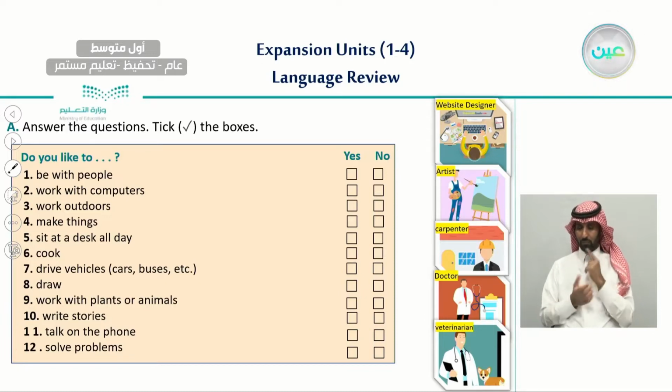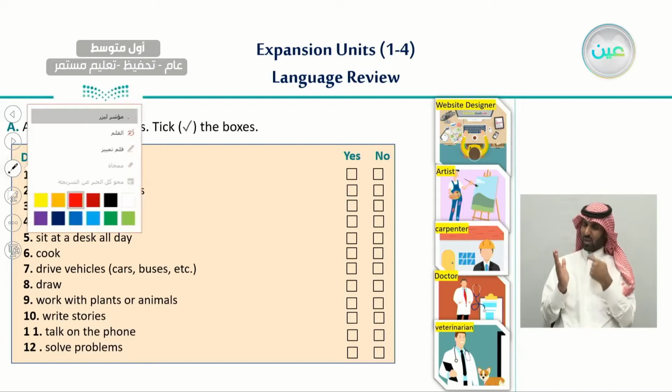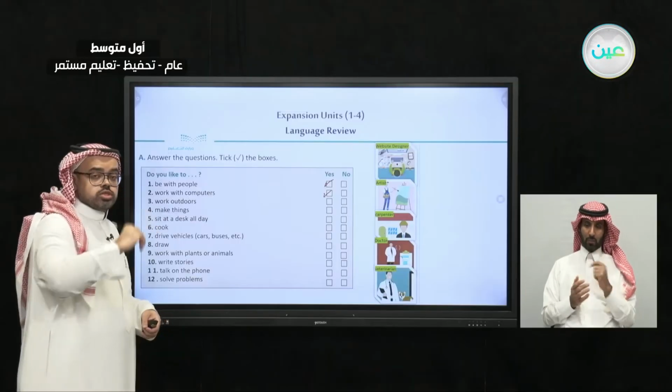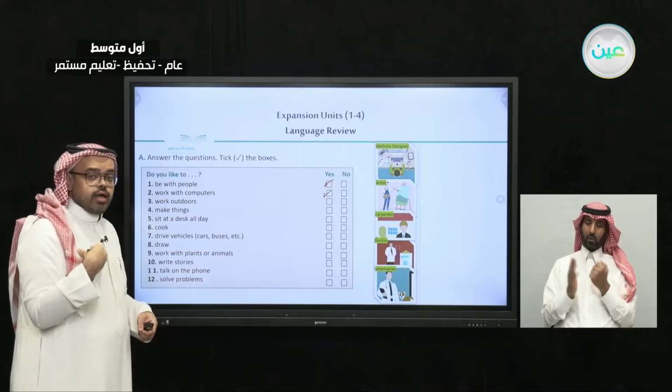So what I would like you to do is to go to these phrases one by one and tick the things that you like or the things that you would like to do. For example, do you like to be with people? If the answer is yes, then here you put a tick mark. Do you like to work with computers? Here you can say yes. And this is only an example of my own. I'm going to check the things that I like.